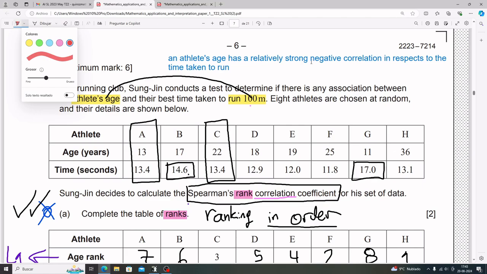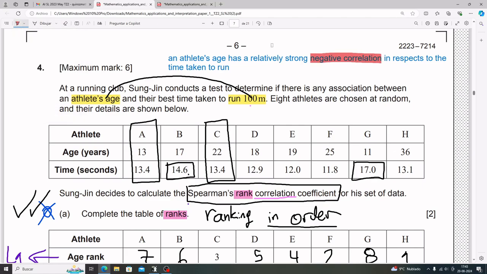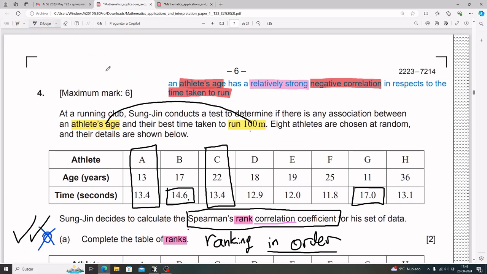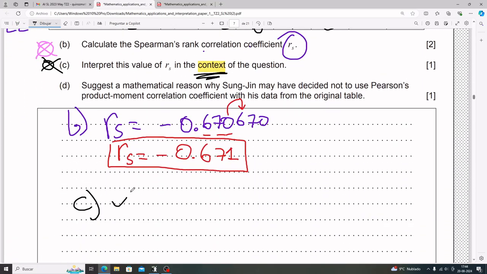Okay? So notice how I started off by writing the essentials. I started off by writing the essential negative correlation. Then just to secure the point, I got kind of fancy by saying the relatively strong part, see? And the other essential, which has to do with context, is that I connected the athlete age to the time taken to run. All right, so that is how you approach these problems. There's always a procedure that you can follow. If you learn all the procedures, you're going to do just fine. So that is for part C.